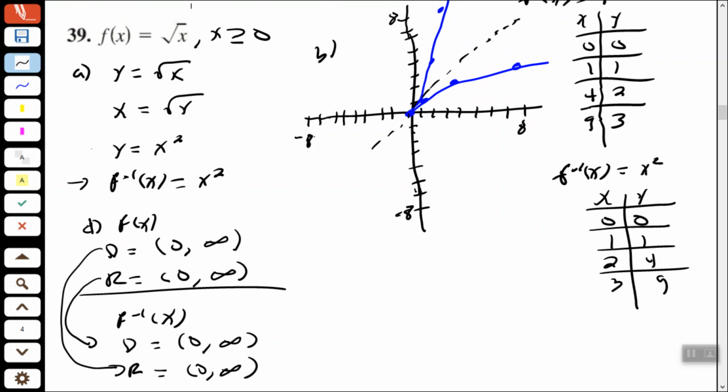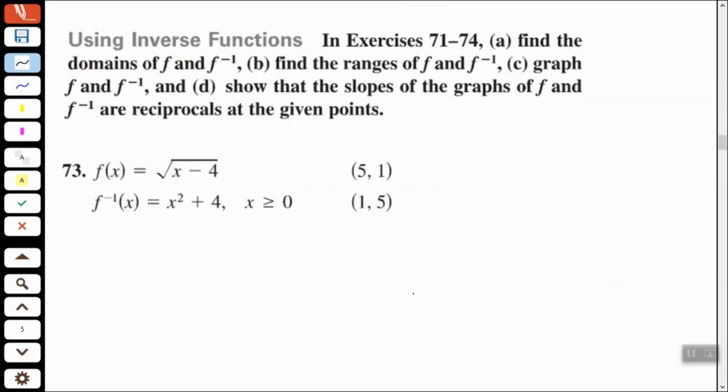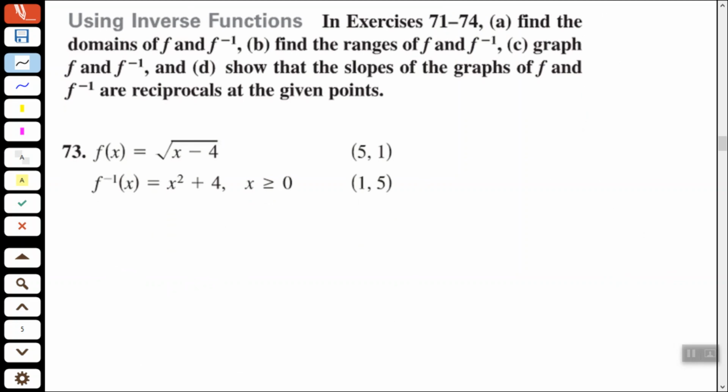Okay, and I'm going to do one more example problem. We're going to use the inverse functions here to find the domains of f and f to the negative first, find the ranges, graph, and show that the slopes of the graphs of the function and its inverse are reciprocals at the given points. My given points are 5, 1 and 1, 5.